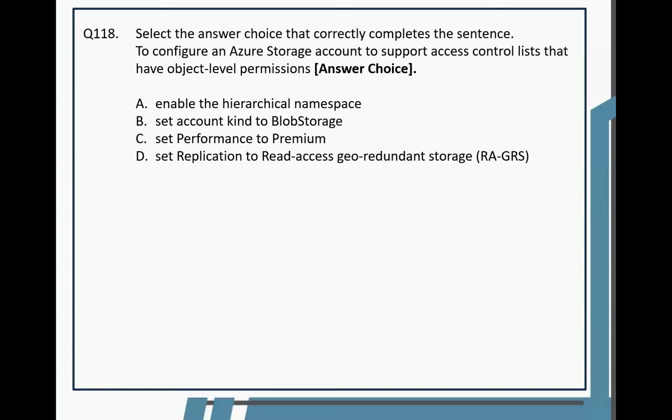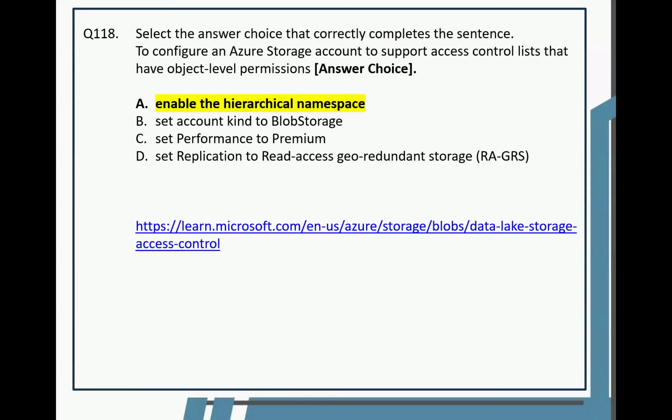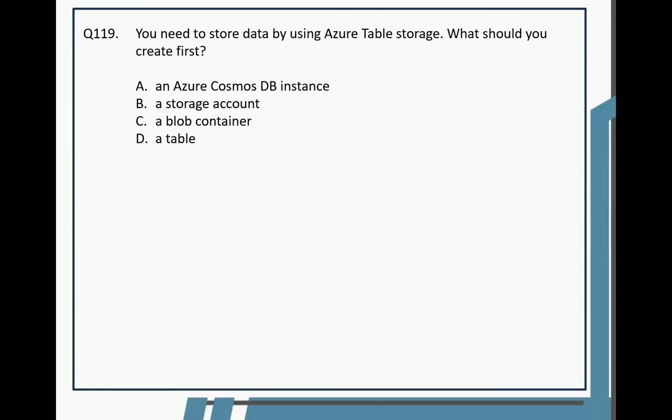Now, folks, to support access control lists with object level permissions, an Azure storage account must use Azure Data Lake Storage Gen 2, which requires enabling the hierarchical namespace. It allows you to use file and directory structure and object level permissions. Now, friends, go through the link on your screen to read more about access control lists in Azure Data Lake Storage.